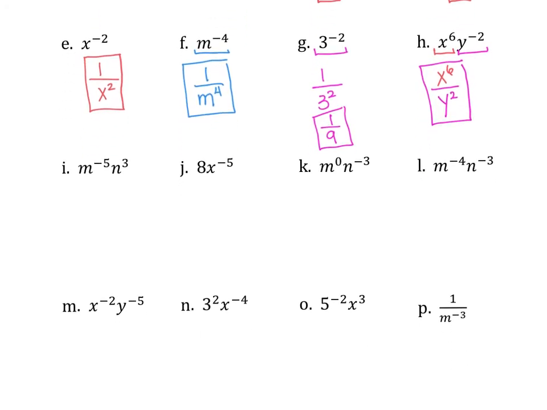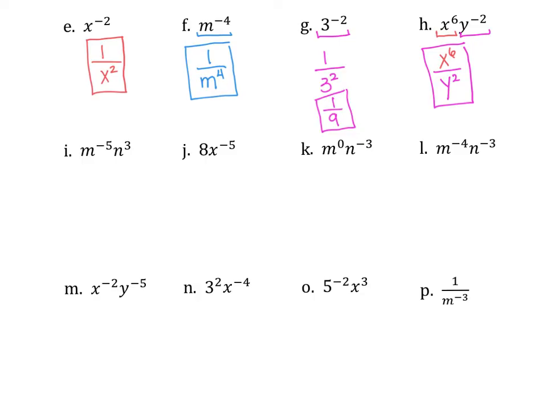Okay, I'm going to keep going. Let's look at the first one, m to the -5. It's a negative exponent, so I have to move it. I'm going to move it to the bottom, and then I can make the exponent positive. Now n to the 3, that's already positive. I'm going to leave it alone and leave it at the top.